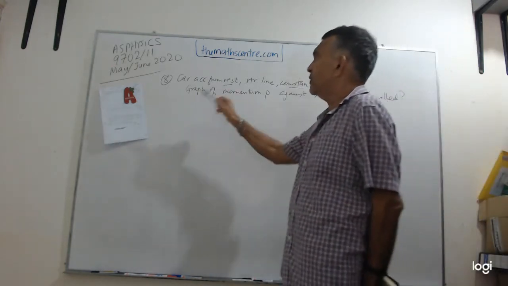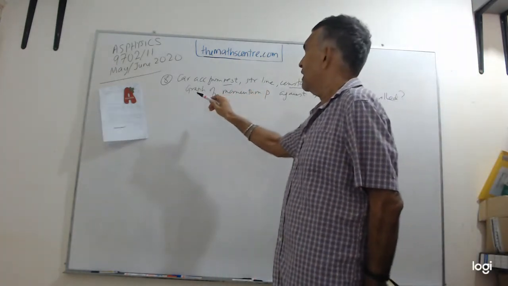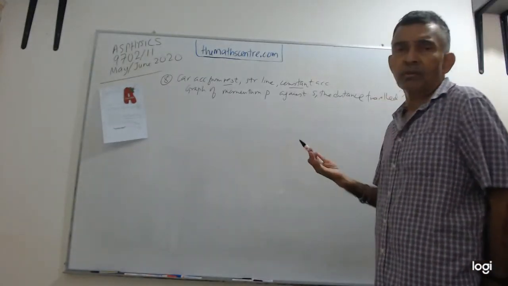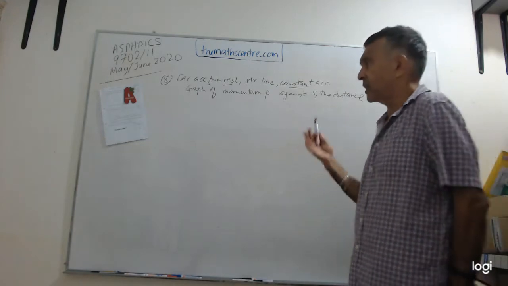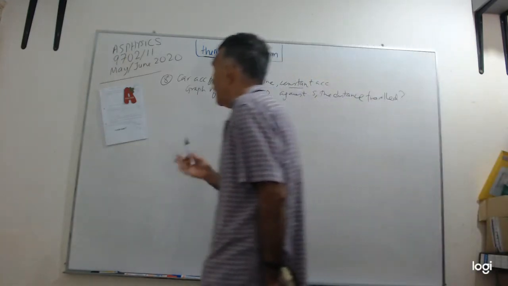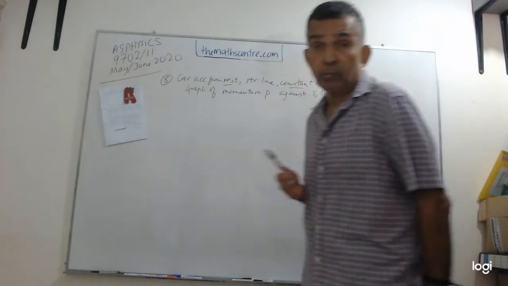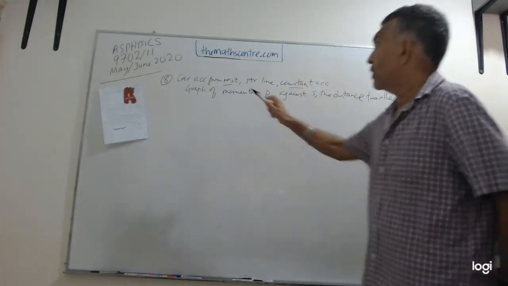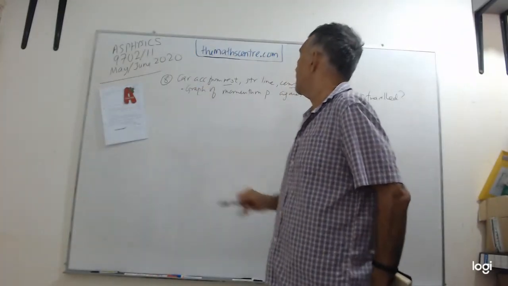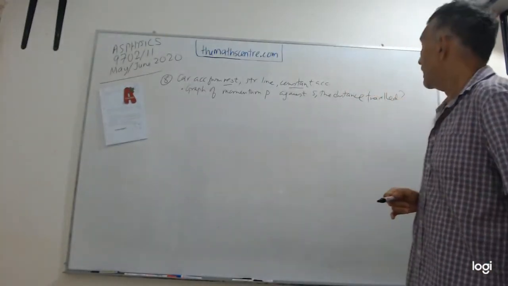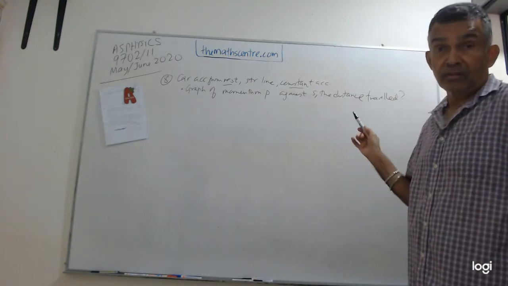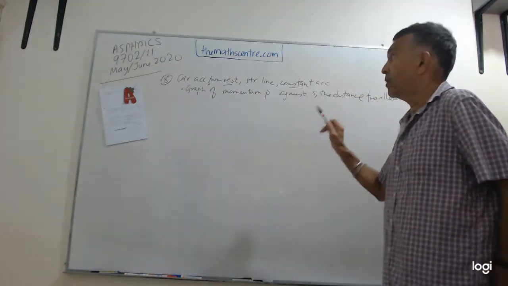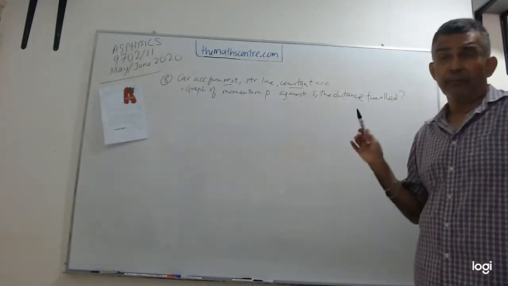Before we read anything else, let's read the question first. What are we asked to do? We are asked to pick out from a series of graphs they have given us in A, B, C, D, and we want to pick the right response. Let's not worry about that. Let's talk about the problem. We want to plot a graph of momentum P against S, the distance traveled.